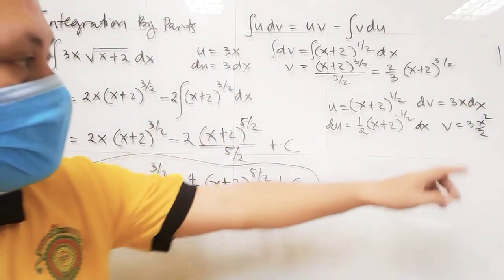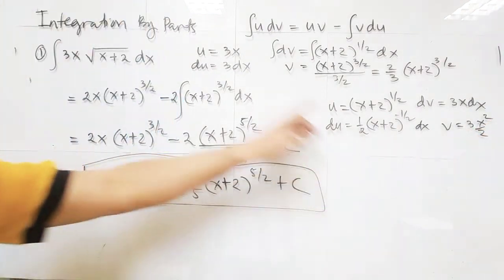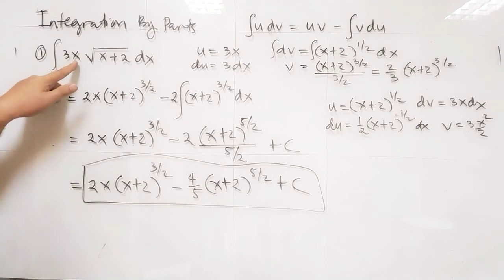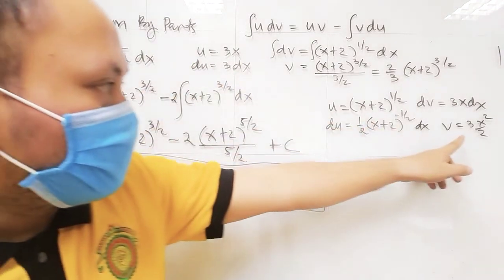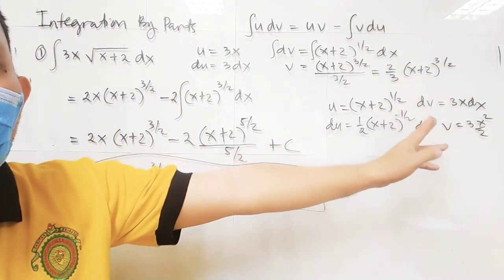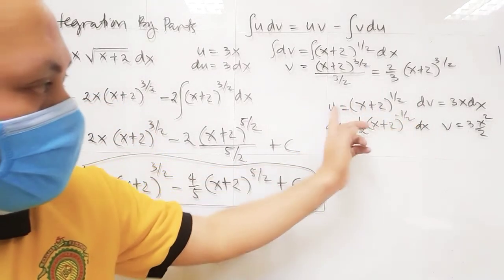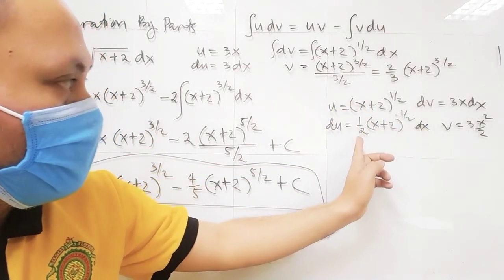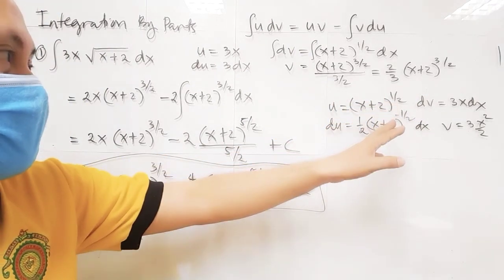If you have noticed this one, the exponent is increasing for x. Originally, you have here x raised to 1, then in this case, x raised to 2. In other words, the exponent is increasing. So if we continue this one, uv minus the integral of v du, we cannot find the final answer.